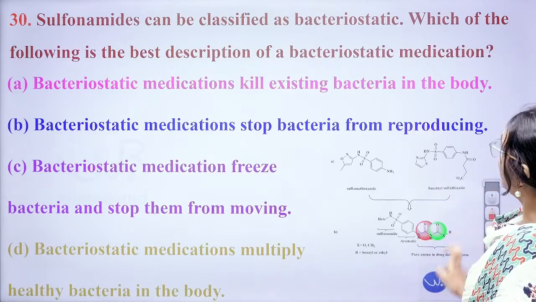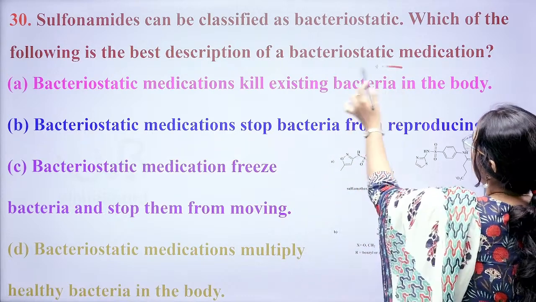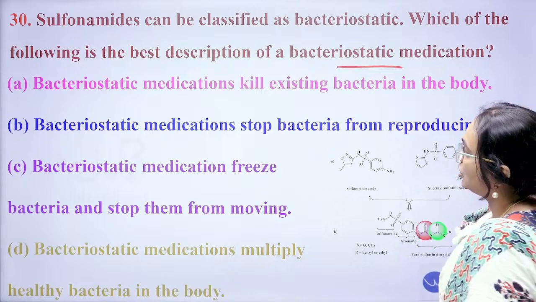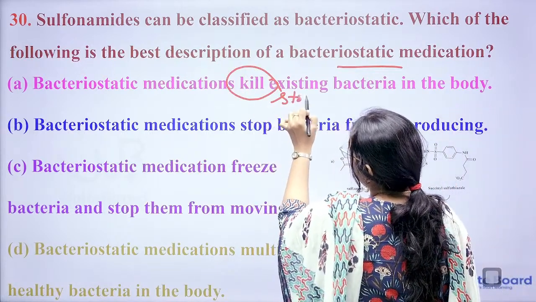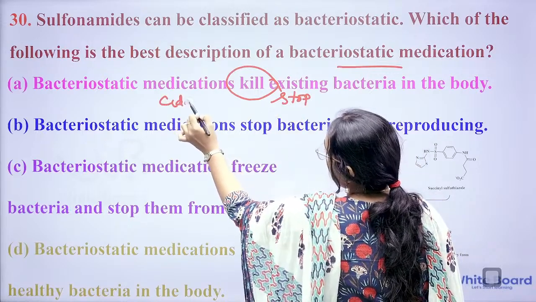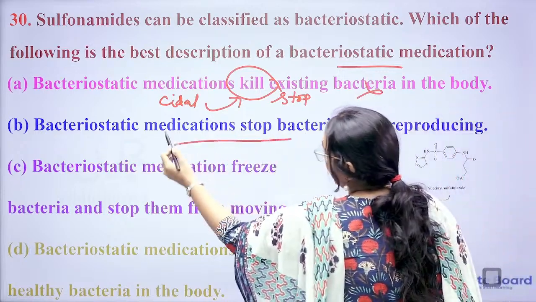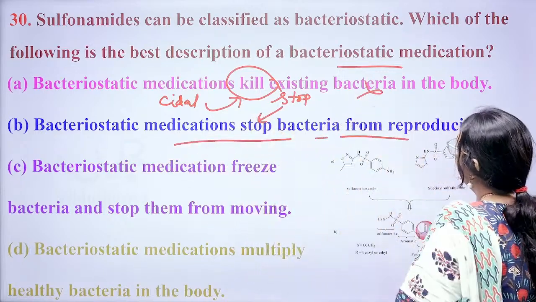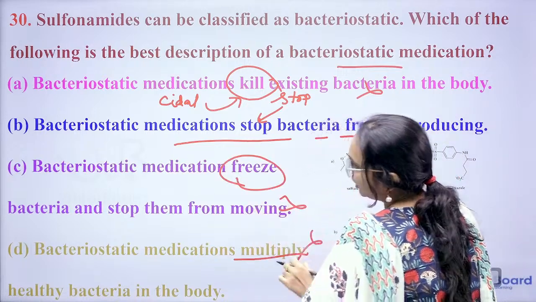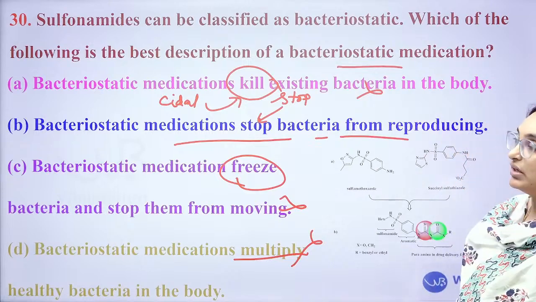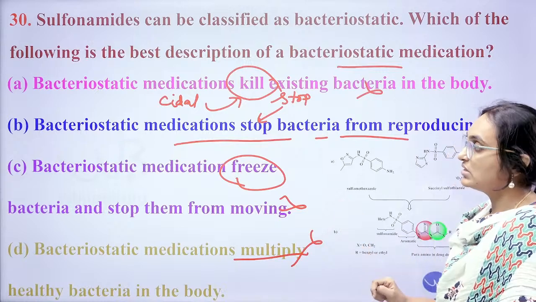Sulfonamides can be classified as bacteriostatic. Which of the following is the best description of bacteriostatic medication? Bacteriostatic medications kill existing bacteria. No, static means stopping. Cidal means killing, so it is not. Bacteriostatic medications stop bacteria from reproducing. Yes. Medication freeze bacteria. No. Multiply bacteria. No. Answer is here B. Bactericidal means killing, static means stopping bacteria. So, answer is here B.